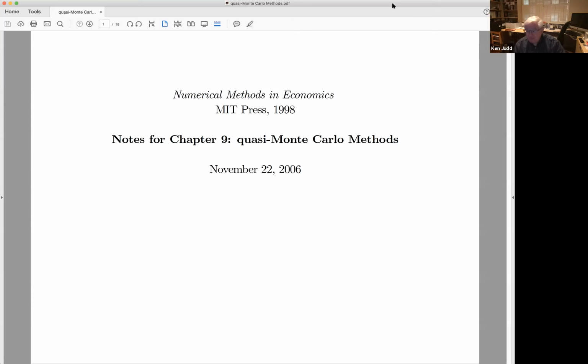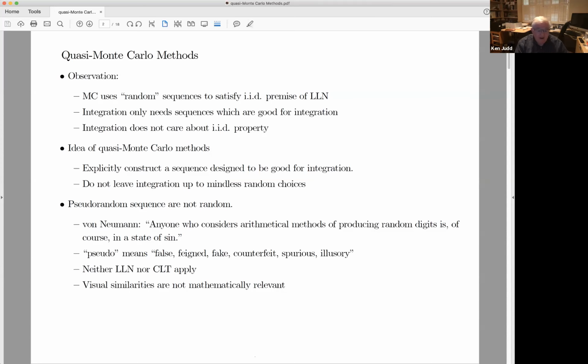Now I'm going to talk about quasi-Monte Carlo methods. Monte Carlo methods claim to use random sequences that satisfy some IID premise of law of large numbers. Now, to do integration, all you need are sequences which are good for integration. You don't care about the IID features. You don't care about that. That's interesting when you think about it.